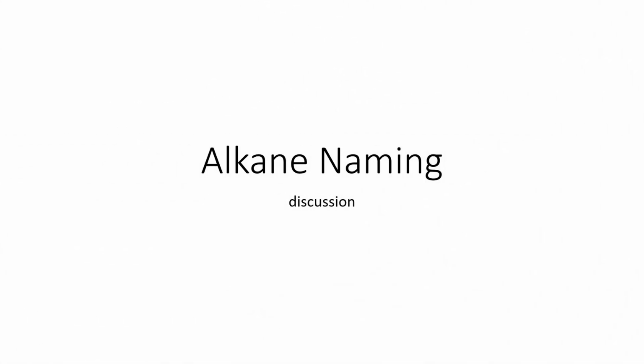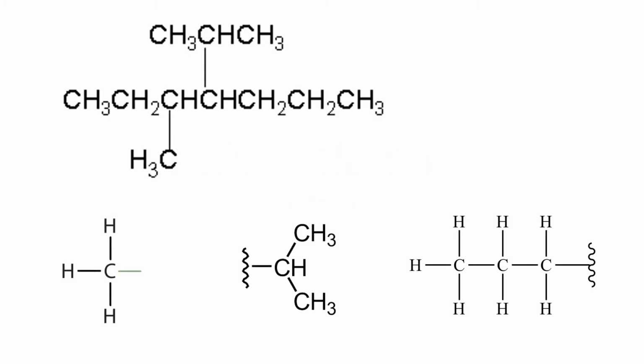Hello, this is a post-activity discussion on nomenclature. This is the first figure given last time. Everyone was able to identify the longest chain, which consists of 7 carbons.